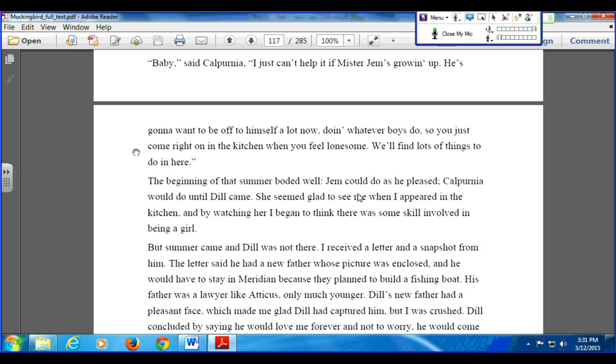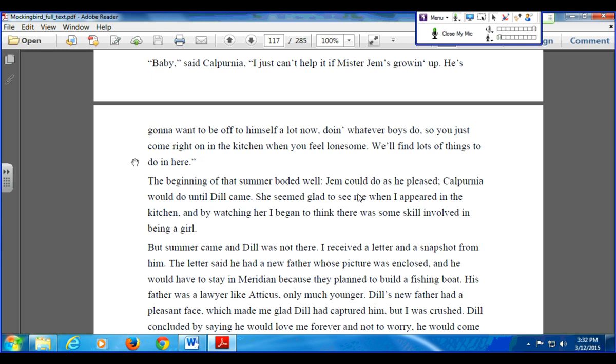In the beginning, that summer boded well. Jem could do what he pleased. Calpurnia would do it till Dill came. She seemed glad to see me when I appeared in the kitchen. By watching her, I began to think there was some skill involved in being a girl. But summer came, and Dill was not there.